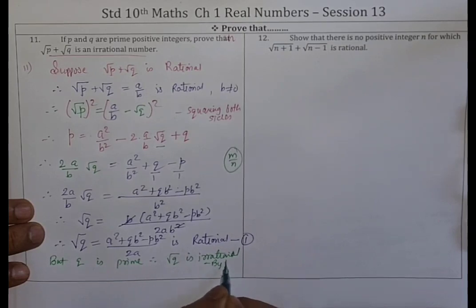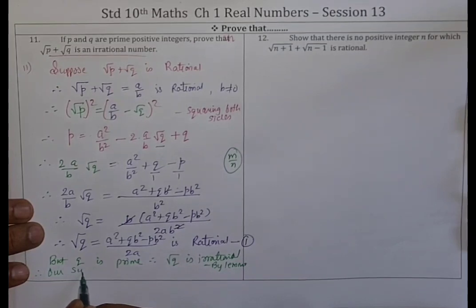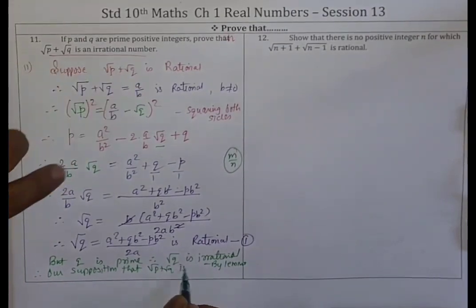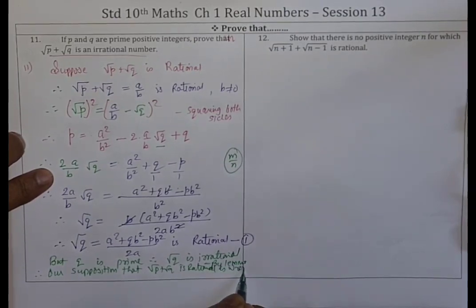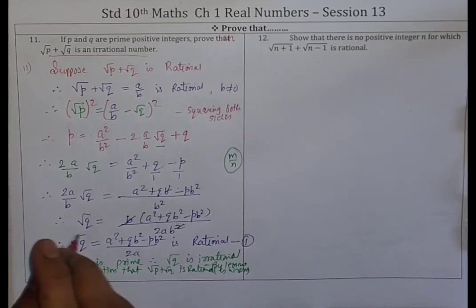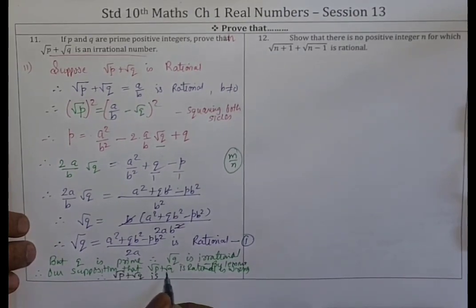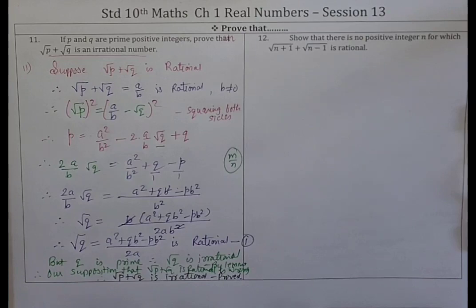Irrational by lemma. Therefore, our supposition that root P plus root Q is rational is wrong. Therefore, what is correct? Therefore, root P plus root Q is irrational. Proved. Clear, children? Good.